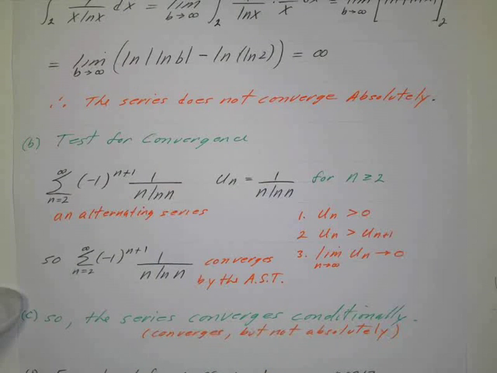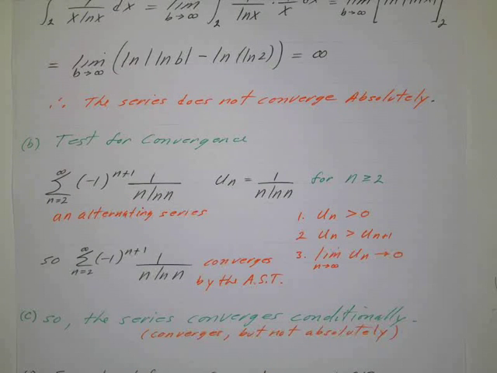so we can say that this series converges by the alternating series test, sometimes known as the Leibniz test. So it does converge. So the series converges conditionally. That means it converges, but not absolutely, just regular convergence, not absolute convergence, so therefore it's conditional convergence.